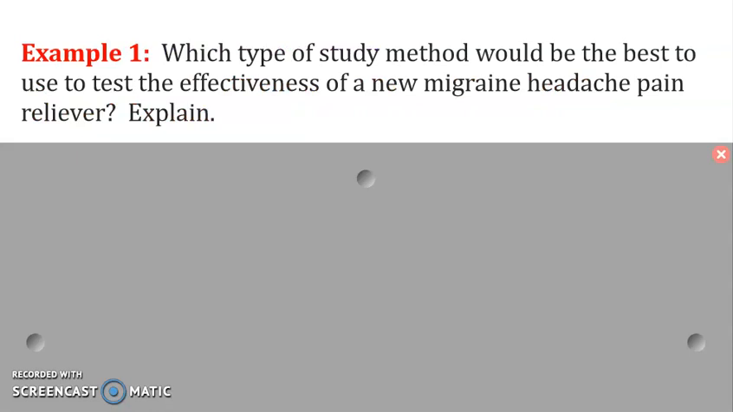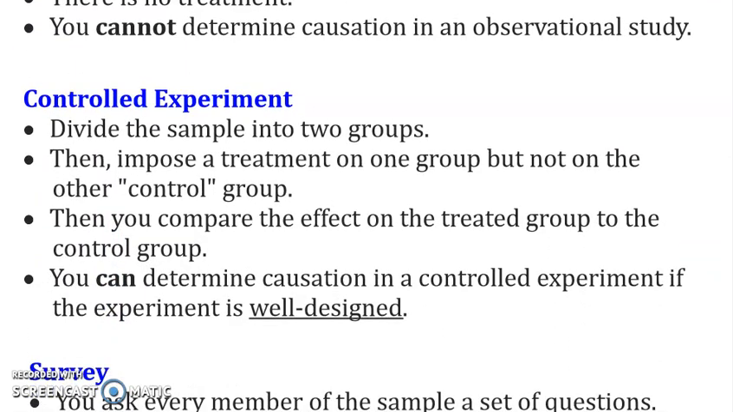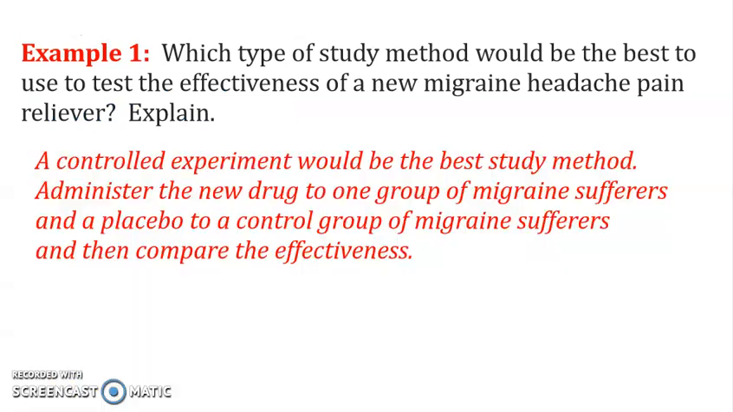So here's an example. We want to figure out which type of study method would be the best to test the effectiveness of a new pain medicine for migraines. Which one of these 3 would probably be the best and why? Well, this one's probably pretty straightforward. An experiment would probably be the best one. You give this new drug to one group, and then you give a placebo or a fake medicine, maybe it's like a Tic Tac, to a control group, and then see if there is any effectiveness. See if the new medication recipients overwhelmingly say that they felt better.